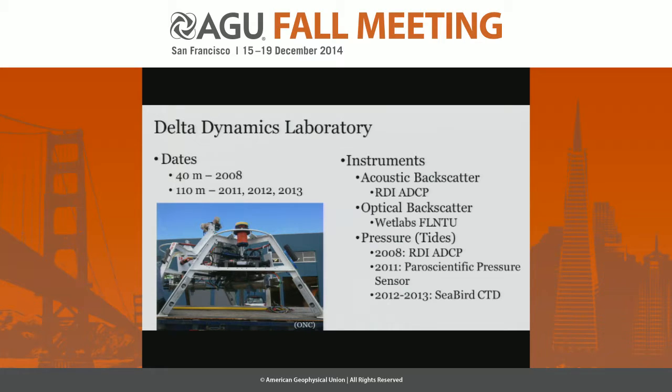This is a picture of the Delta Dynamics Laboratory. It has been deployed since 2008, where it started at a 40-meter depth, and since 2011, it is at 110-meter depth. There are a variety of instruments on this platform, and it changes throughout the years, but what I'm mainly looking at is the ADCP for acoustic backscatter, Wet Labs optical backscatter, and ADCP Paroscientific pressure sensor, and Seabird CTD for pressure and tides for the corresponding years.